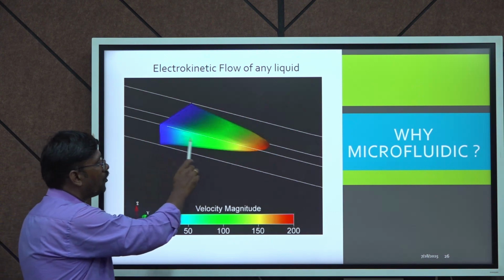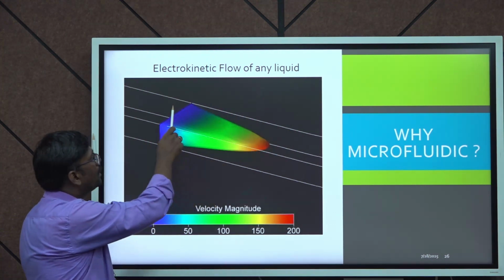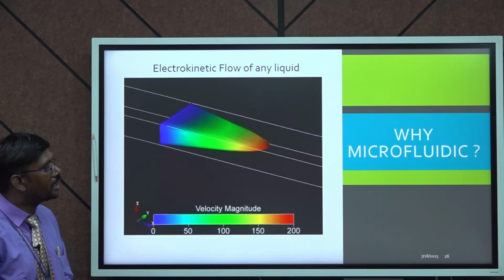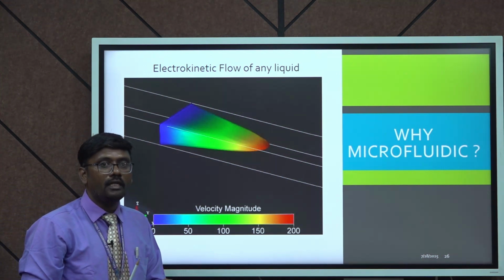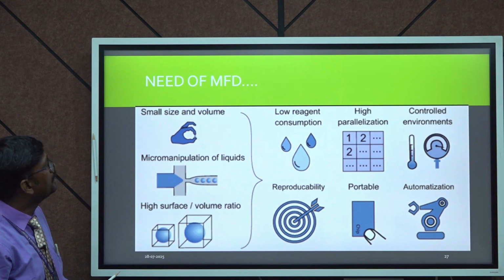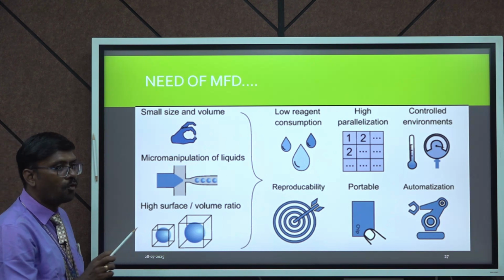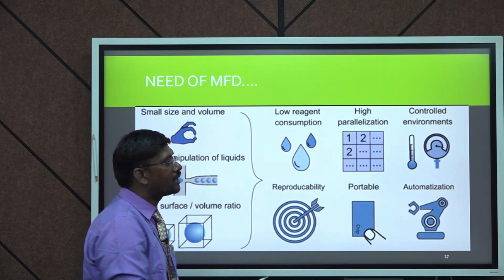So, while the fluid is flowing, you could see that the velocity is very high at the tip, and at the bottom the velocity is very low. So, it creates more energy, that is why the microfluidic chamber is the appropriate one for the sensing principle. Another advantage of having a microfluidic device is that it is very small in size, very portable, and multiple samples can be tested at a time.